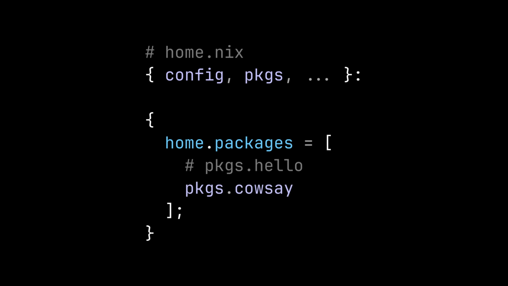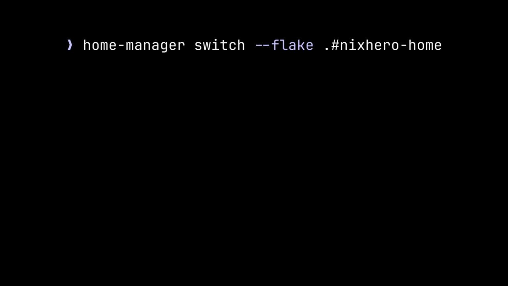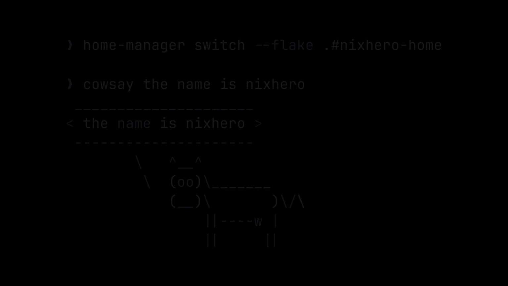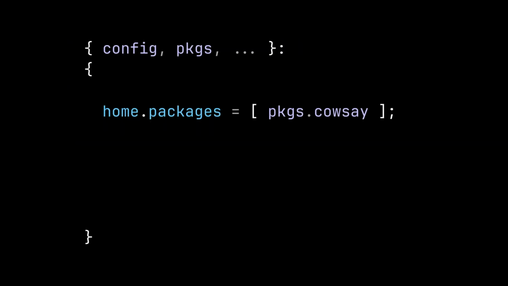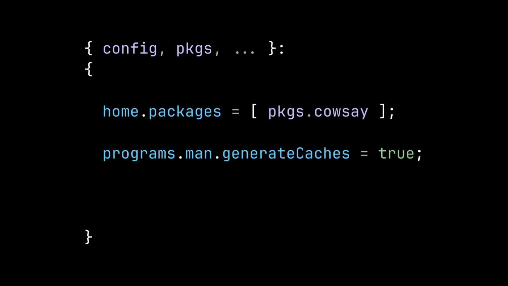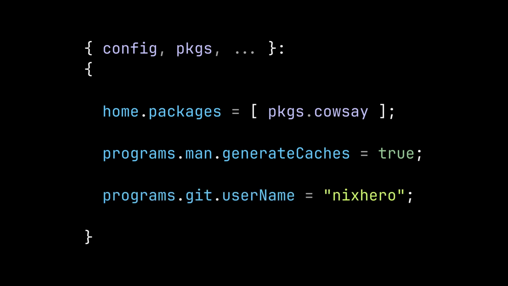All you need to do is to add packages.causey to the list. Now you can run the switch command just like we did before. After the command finishes, you should be able to run Causey on your terminal. The home.packages we just used is one of the Home Manager options. The basic usage of Home Manager is by assigning a value to these options.